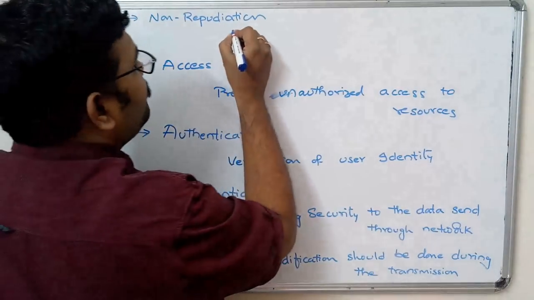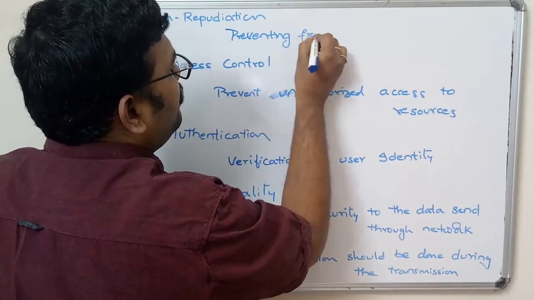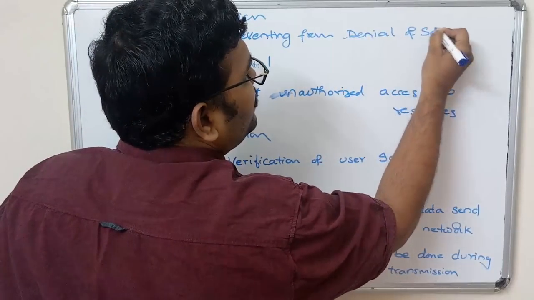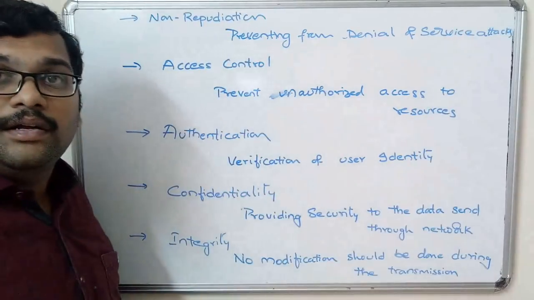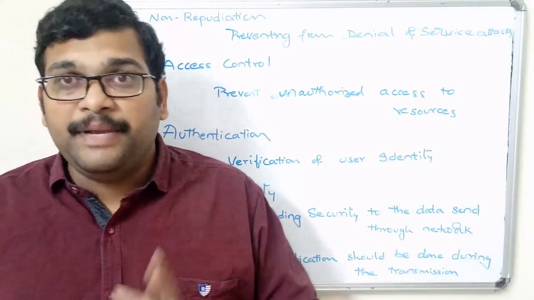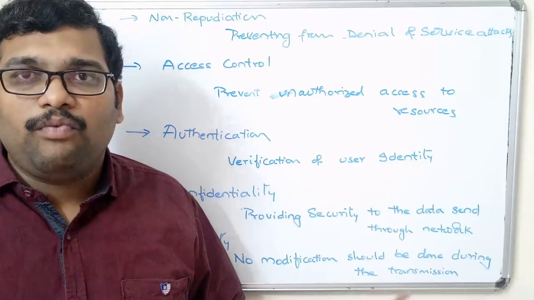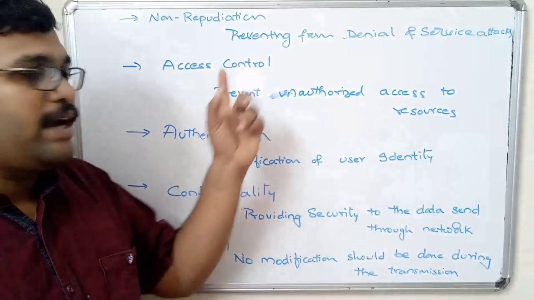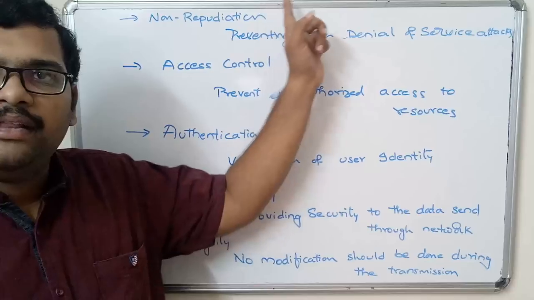So, preventing denial of service attacks. These are the five services provided by our network security. That means we have to provide all these five services while sending the data from the sender to the receiver. The first one, access control, authentication, confidentiality, integrity, and non-repudiation.